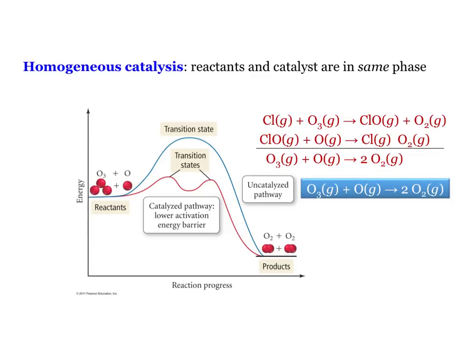The catalytic decomposition of ozone is an example of a homogeneous catalysis, meaning that the reactants and catalyst are in the same phase. Atomic chlorine is present in the gas phase as it reacts with gas phase ozone and atomic oxygen.